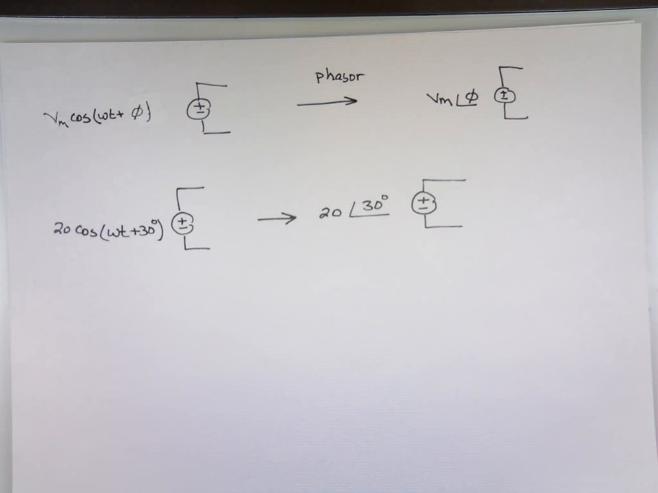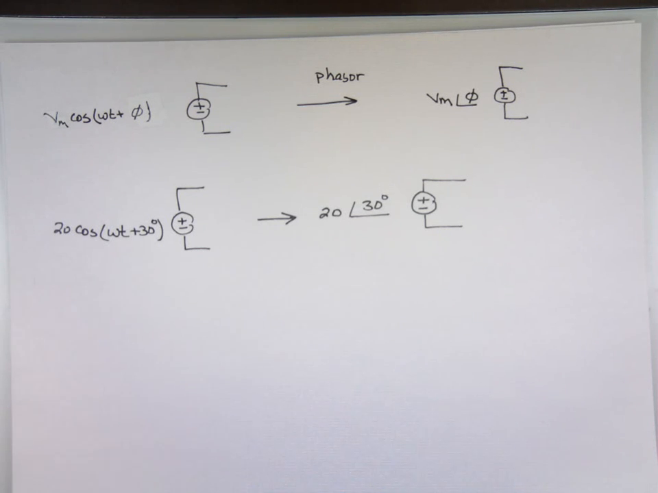What about if your source is a sine function? What is the difference between a sine and a cosine? Shifted by how many degrees? 90 degrees, forward or backward.